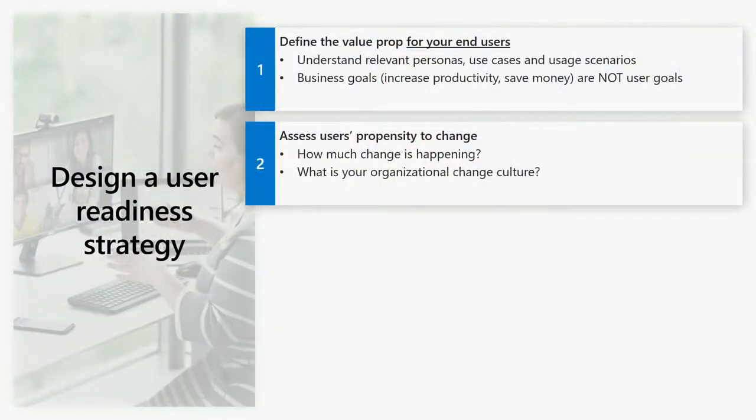And then this question, I love going through this one. It's really understanding the user's propensity to change. So a couple of things to consider here. First is how much other change is happening. So the customers I've talked to, it's rarely just about Teams. Right? They're like, oh, we're upgrading to Windows 10 and Office 365, and we're going to Teams.